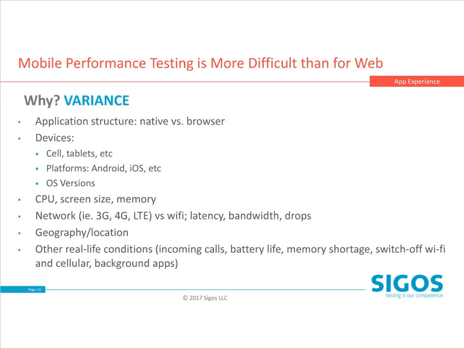You've got geography and location. So there may be location-based issues. Geofencing, there may be certain content that is not available in certain regions. A lot of streaming TV providers, you must be in one of their service areas or in their country at least to do this sort of testing on a mobile device. On desktop, it's a lot easier because you don't have that restriction. And of course, other real-life conditions: incoming calls, battery life, memory shortage, switching on or off Wi-Fi, cellular, background applications, SMS notifications, push notifications. There's all sorts of things that can happen while you're using a mobile device that don't rear their ugly heads with your desktop web as well. So there's a number of things to consider when testing mobile performance that don't affect web performance.